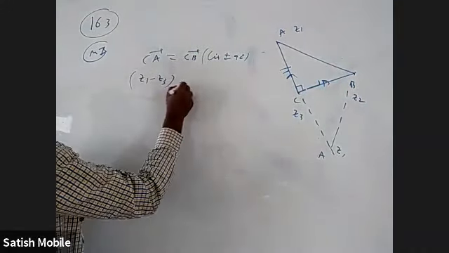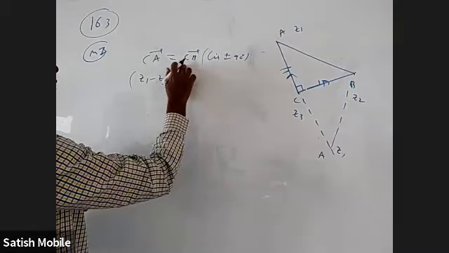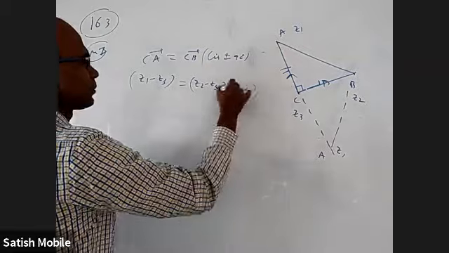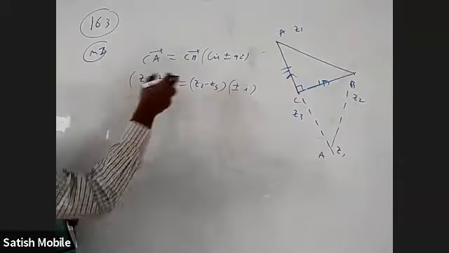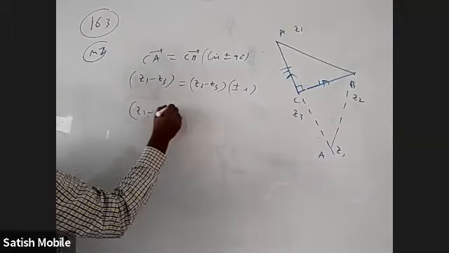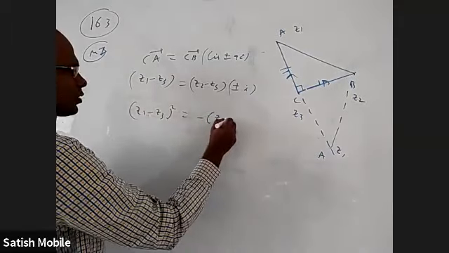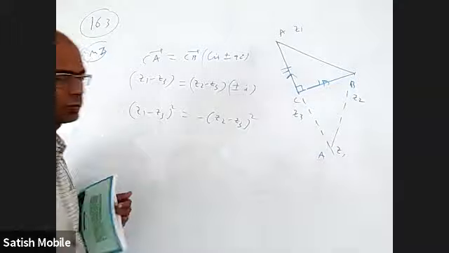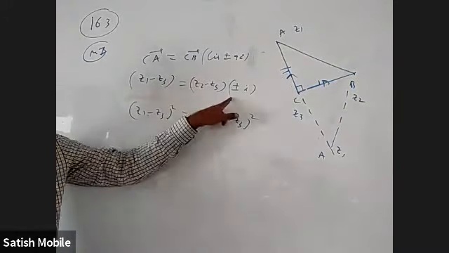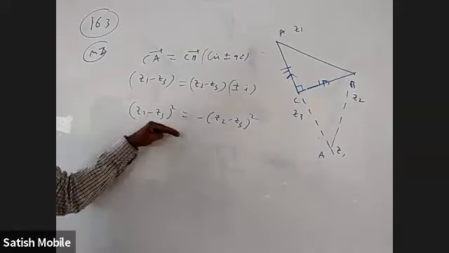So Z1 minus Z3 is equal to, what is CB, OB minus OC, Z2 minus Z3 into plus or minus i. How to take care of both? Square it, both are taken care. Z1 minus Z3 whole square is equal to minus of Z2 minus Z3 whole square, because i square is minus 1. So this will include both plus or minus i. Okay, so this is the condition.